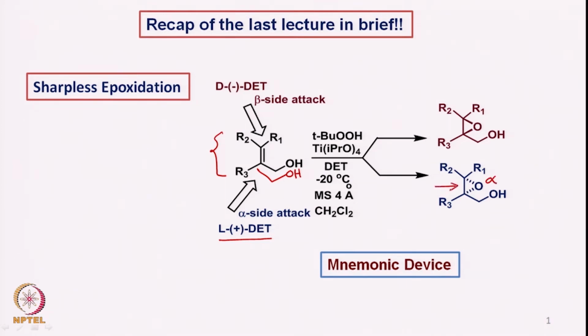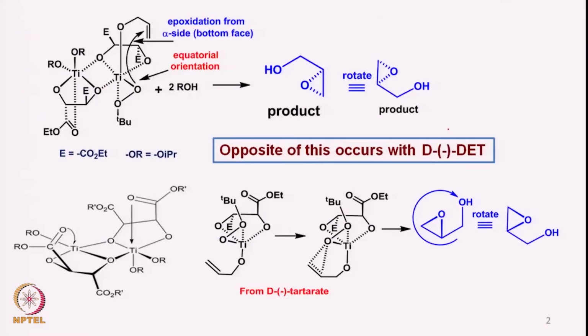On the other hand, if we take D minus diethyl tartrate, then of course we get the epoxidation from the beta side, and we discussed in detail how the mechanism allows the formation of these epoxides in a highly stereoselective fashion, and obviously they give enantiomerically pure epoxide. And we also looked at how if we start with a molecule that contains an asymmetric center, of course we can resolve them in a kinetic fashion.